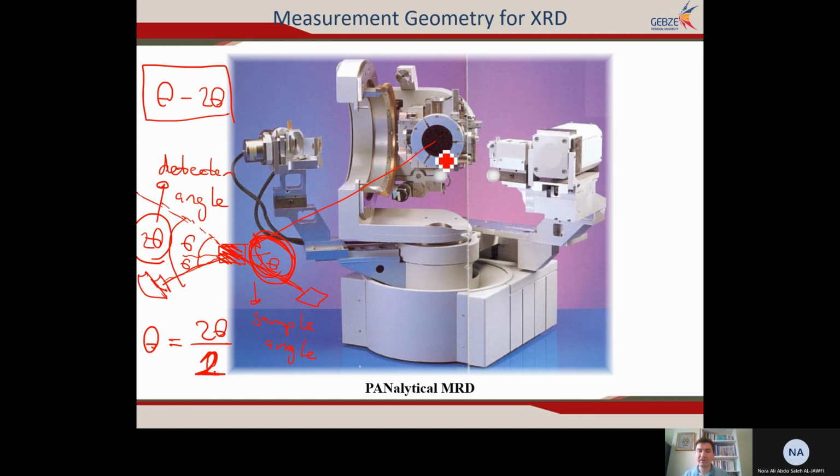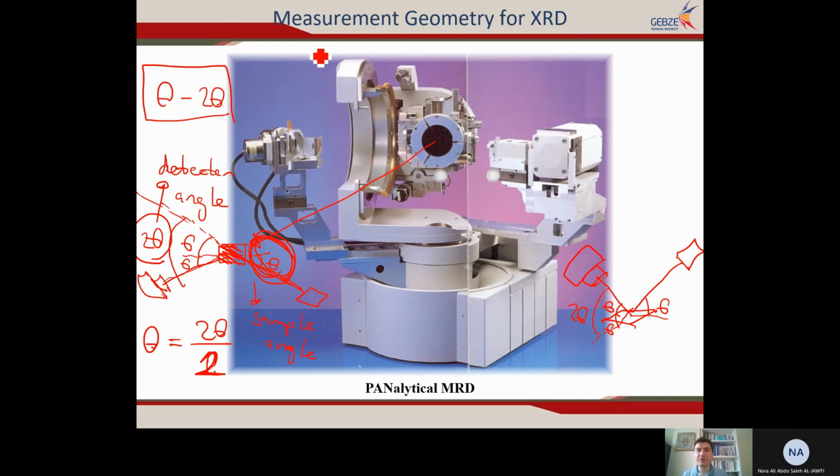This is the measurement geometry for the X-ray diffraction experiments, but there are also some X-ray diffractometers with this configuration. The sample stays like this, let's say parallel to the ground, and here we have the X-ray source. X-rays come in at a certain theta angle and are diffracted to the detector at the same theta angle, and again you get the detector angle 2 theta. So this is also a diffraction geometry for X-ray diffraction.